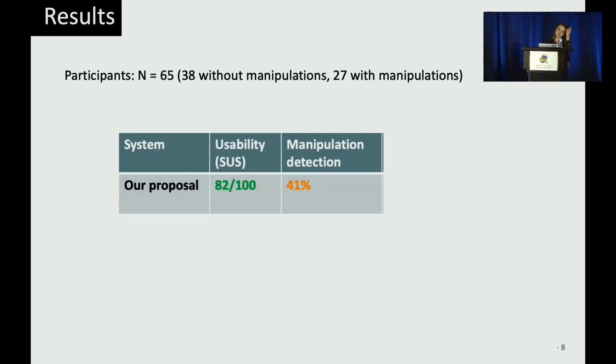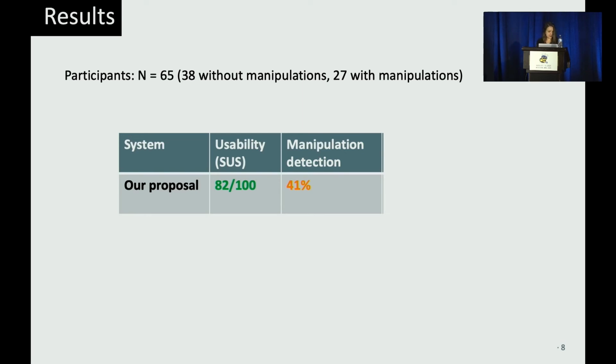So our results were as follows. 65 participants interacted with the system with or without manipulations, and these were the results. The usability score was kind of high, 82 out of 100, which is usually considered very good. So at least we could hope that the system is indeed usable. The manipulation detection was not that great. Only 41% of the participants were actually able to detect manipulation.